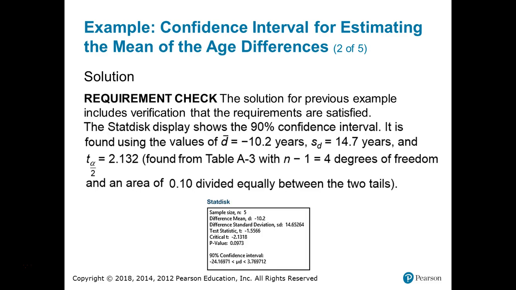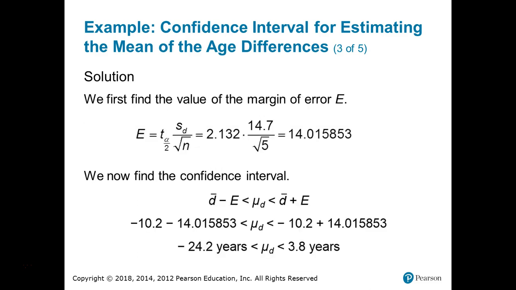So here's a summary of the StatDisk, but I'm going to show you doing it first without technology, then with. So here is your margin of error equation that I showed you earlier, and you get a value of 14.01, which is a very large value. Again, that's because of how few data values we have, and it's only 5.